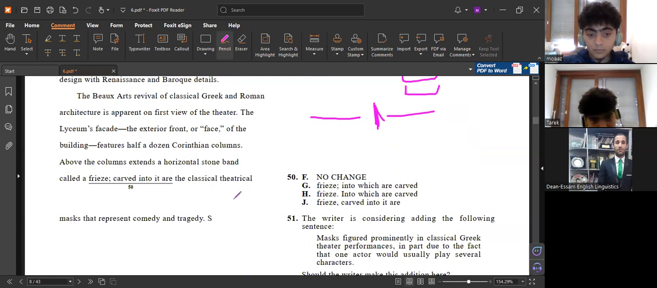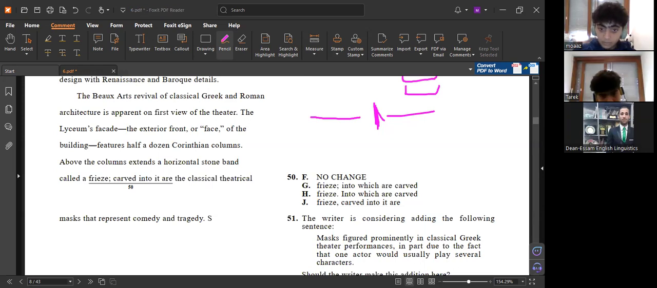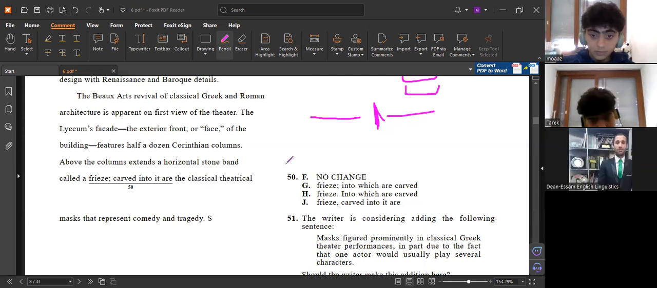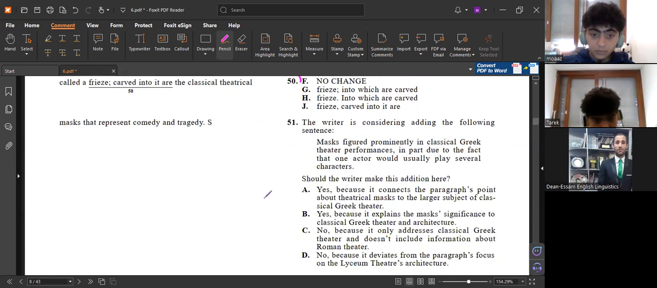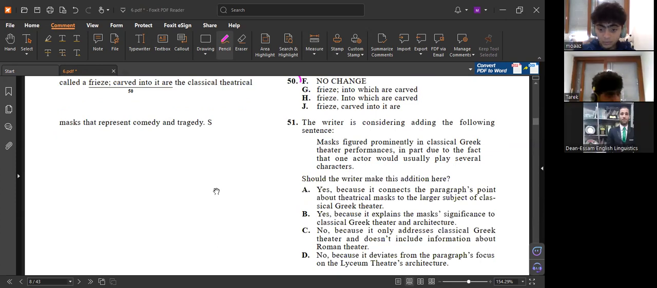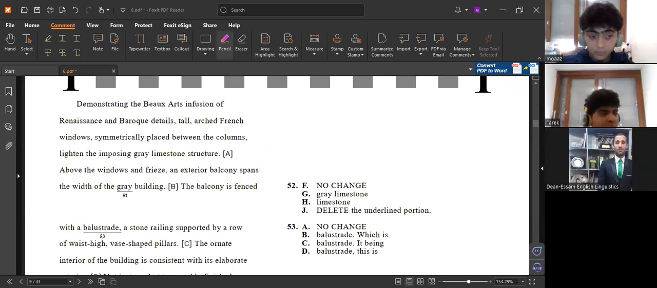Number 15. 15, I put F. So 50, it must be letter F, correct. 51. 51, I put D. 51 D, brilliant. 52. 52, I put H. 52 H, no, 52 it's J.